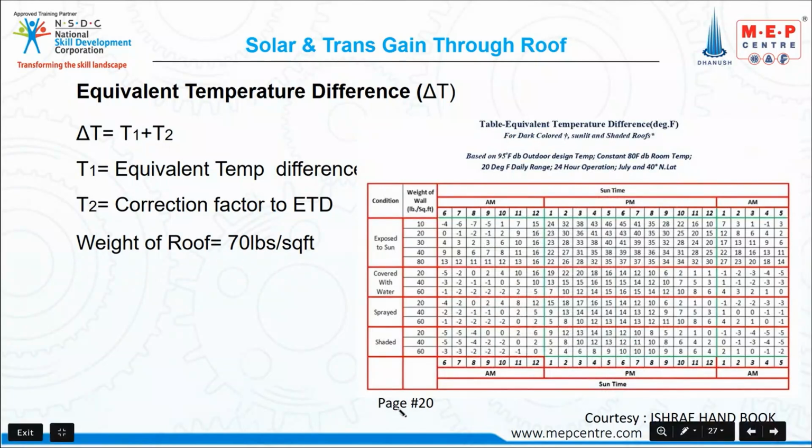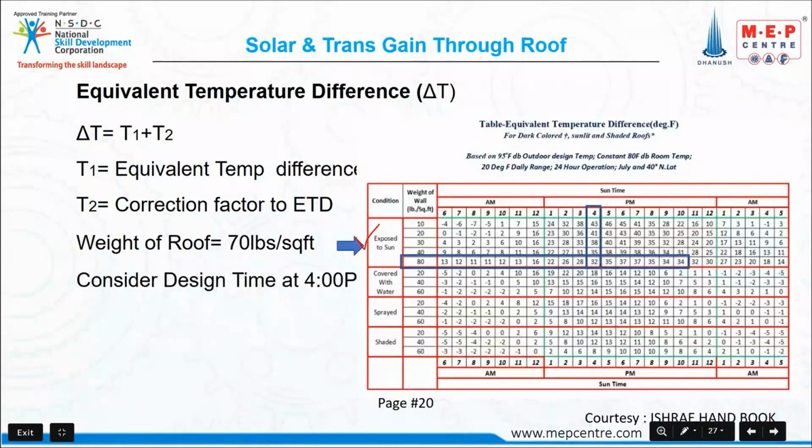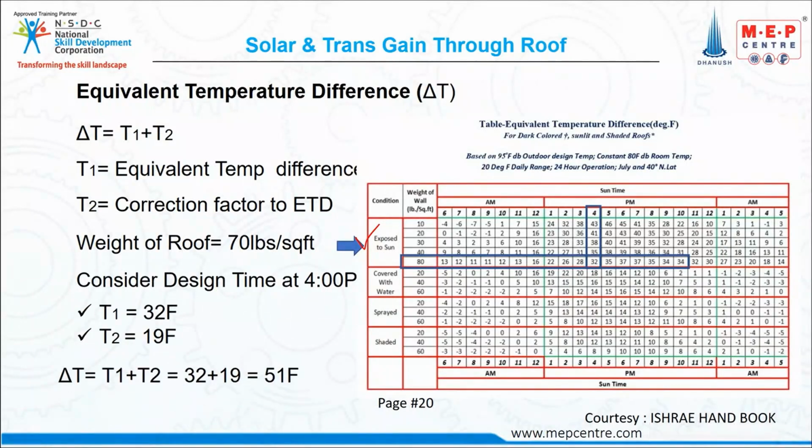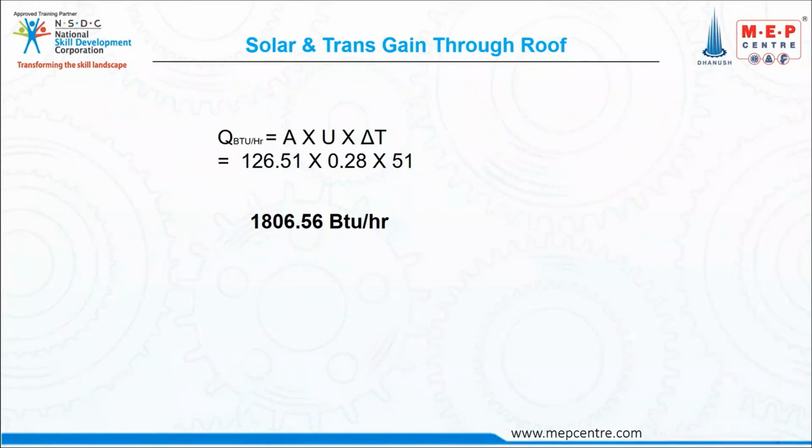From page number 20. इंडिया में roofs का condition क्या होता है सर? Will it be exposed to sun, covered with water, sprayed and shaded? Indian roofs कैसा होता है mostly? Exposed to sun. Yes, we'll go with exposed to sun. And as it is 70, we go with 80. Again 4 p.m., which is 32 degree Fahrenheit. And T2 is 19, which is 51 degree Fahrenheit. Delta T equals 51 degree Fahrenheit. Now, same A into U into delta T: area is 126.51, U factor 0.28, delta T 51, which is 1806.56 BTU per hour.